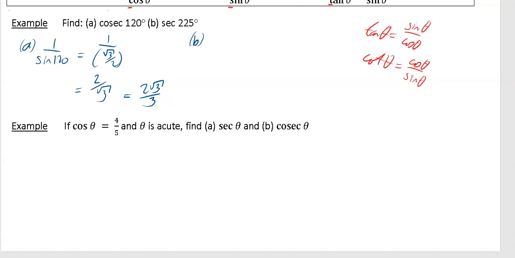Part B was sec of 225. Sec of 225 is the same as 1 over cos of 225, and cos of 225, if I do that in my calculator, I'll get minus root 2 over 2. If you reciprocal that, you're going to get minus 2 over root 2, and again, if you put minus 2 over root 2 into your calculator, what you're going to get is minus root 2.